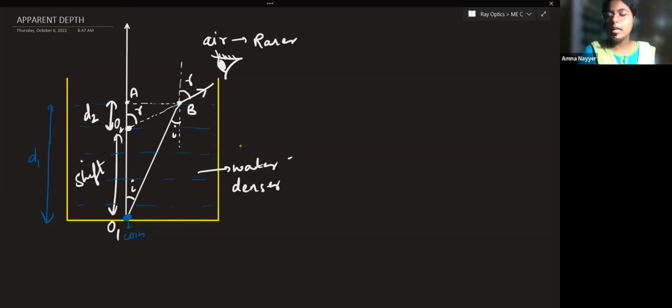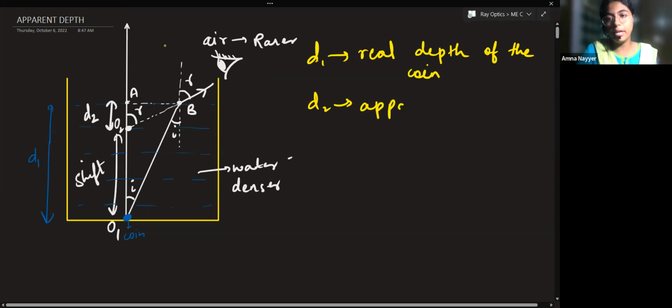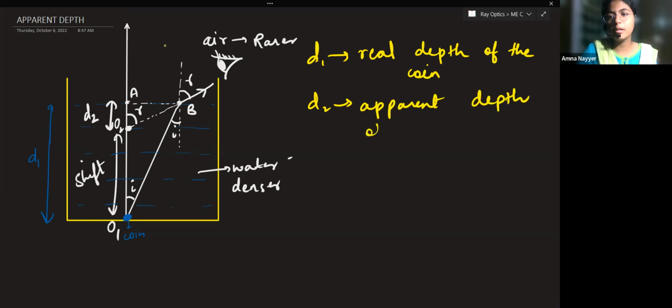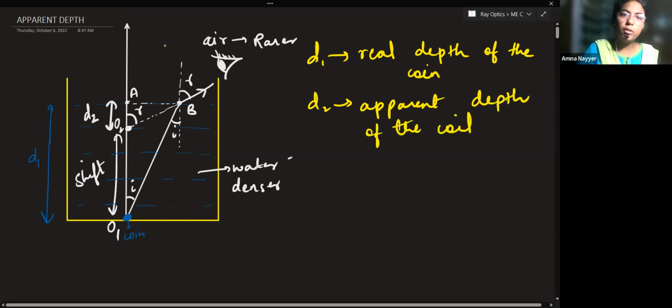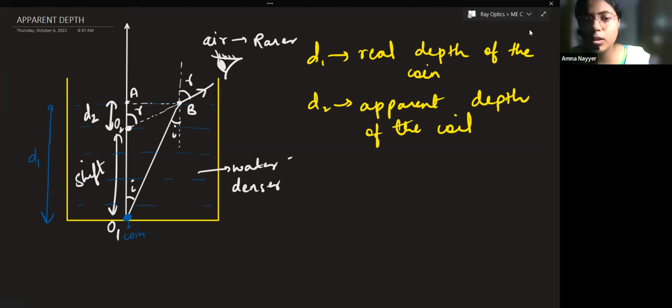Fine. So D1 is what? D1 is the actual depth. This is the real depth of the coin. And D2 is what? D2 is the apparent depth of the coin. Now a very small derivation. We have to prove or get the relation between the refractive index, the apparent depth and the real depth. The formula is very easy to remember. The derivation you have to see. The derivation is four to five lines, but the formula is very small, so you'll be able to remember the formula.